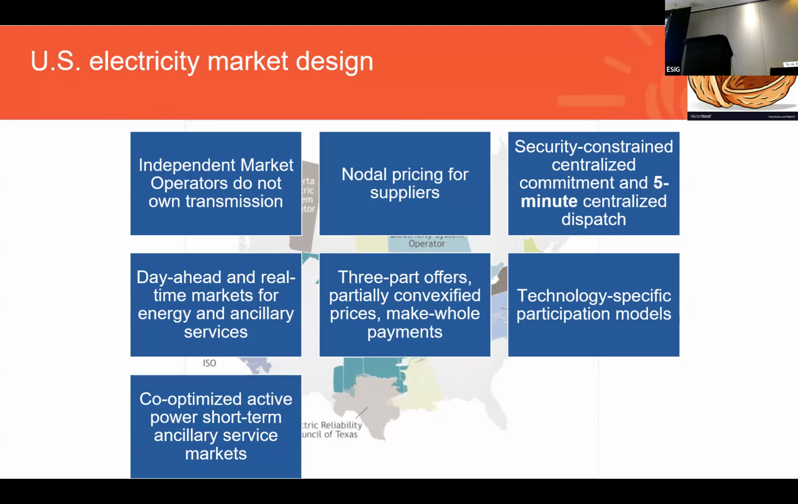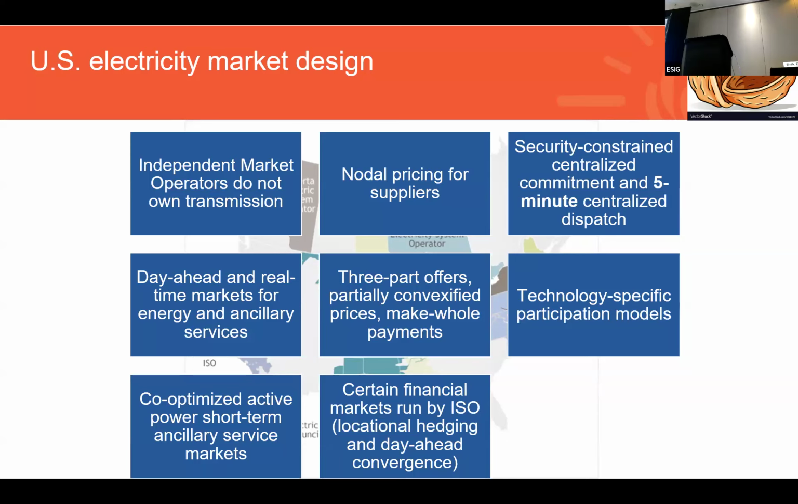Co-optimized active power short-term ancillary service markets. So the reserve markets in all the ISOs are co-optimized with the energy markets. This is something we'll talk more about, I think, after the break. And that's one of the boxes that we'll dive a little bit deeper into.